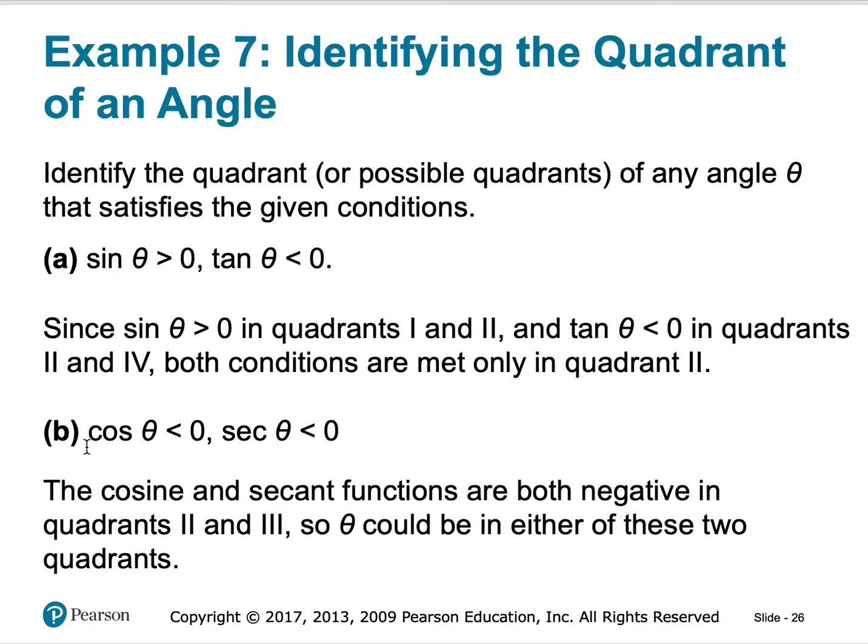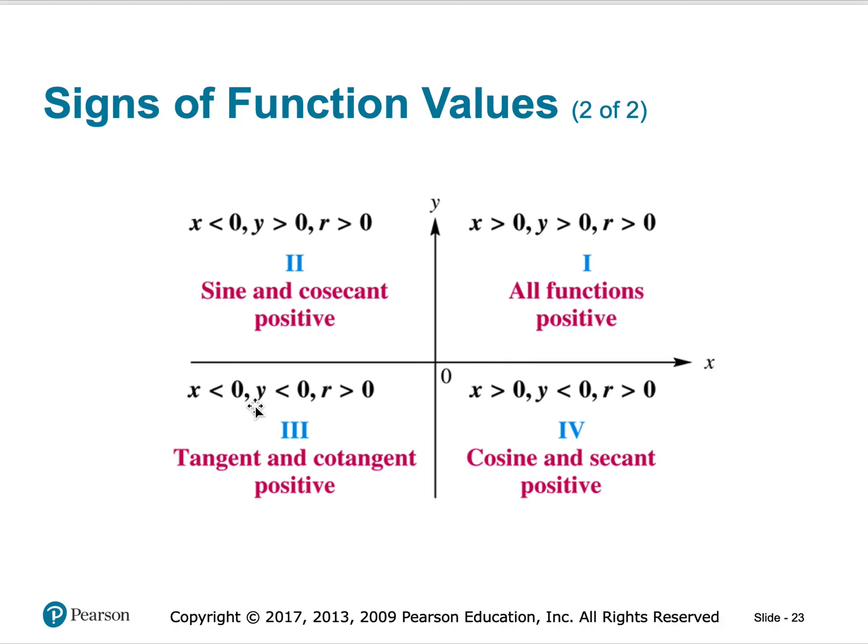In part B, I'm looking for where is cosine negative and secant is also negative. So I'm going to go back to here. Cosine is going to be negative here in quadrant 2 because whatever is not listed is negative. Cosine's also going to be negative here in 3. So I have 2 or 3. Then I want to know where secant is also going to be negative. Well, secant is the flip of cosine. So secant would be negative here as well as here.